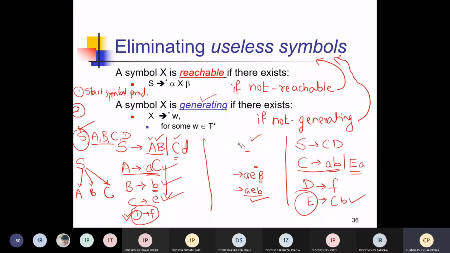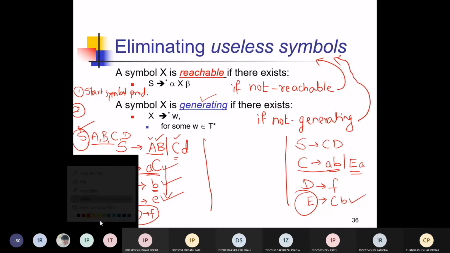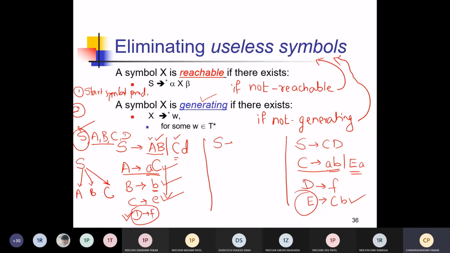If we want to produce a string from this, how are we going to produce it? S produces CD. This C can be replaced by any one production. Suppose the first time we replace it with AB, then D is replaced by F, so the first time it is ABF. Then S produces CD, and this C is suppose replaced by EA, and this D. Next time this E is replaced by CB, then A and D.